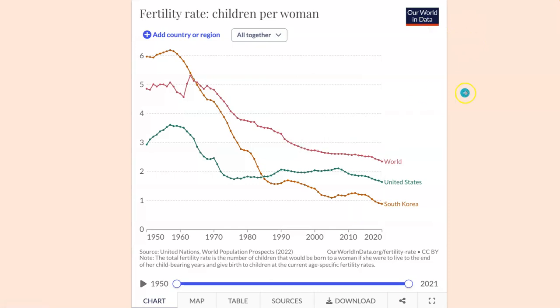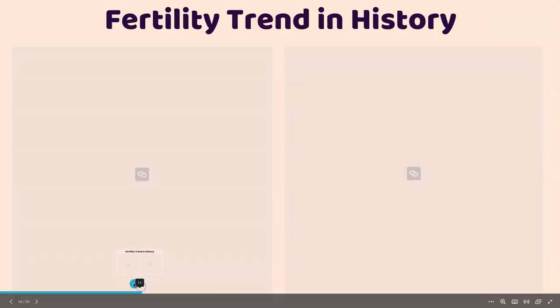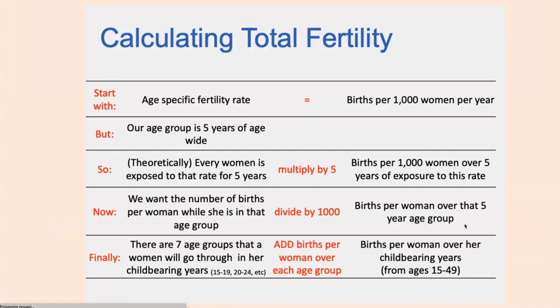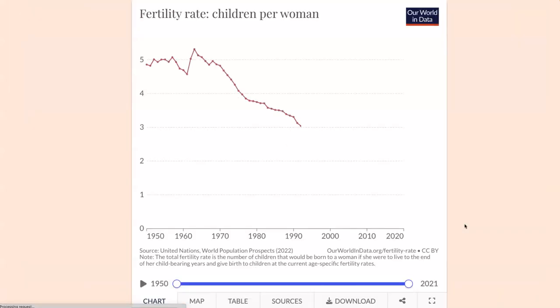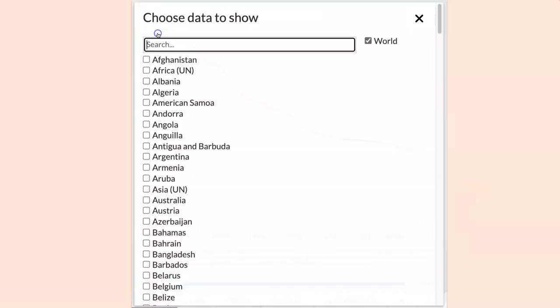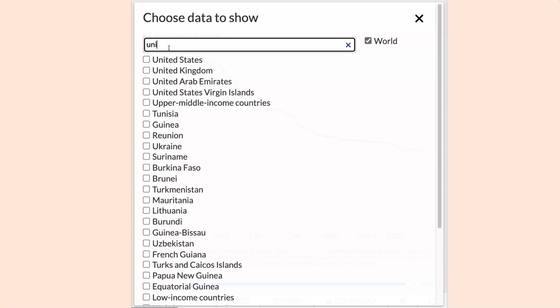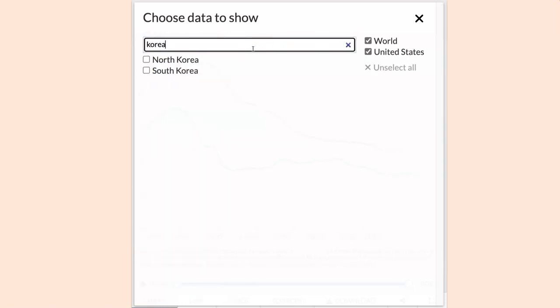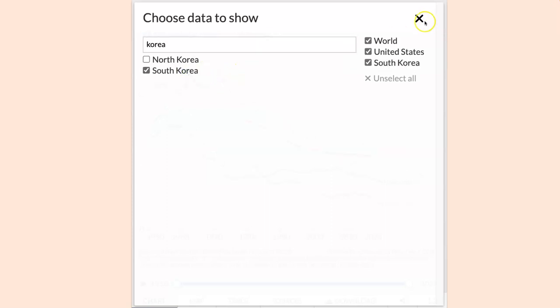And all right, you can see that, right? Oh, sorry about that. Sometimes this happens. It's overlapped. Oh no. So let me try this again. Sorry about that. So United States, South Korea. All right.